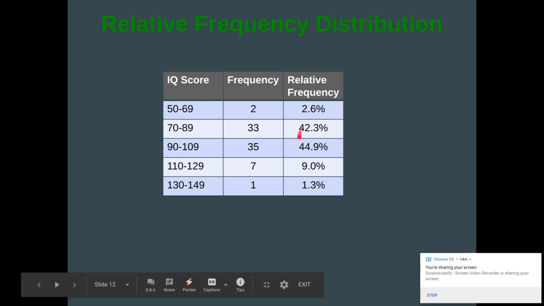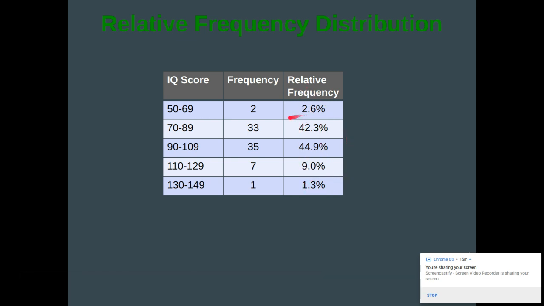We don't know that with relative frequency. But with relative frequency, we have a better idea of what percentage or what proportion of that data fell into that category. So here we see that there is one person with an IQ between 130 and 149, right? One person, you might say, well, that might not be bad, but that's only 1.3% of our data. So having that overall holistic idea is really nice with relative frequency.